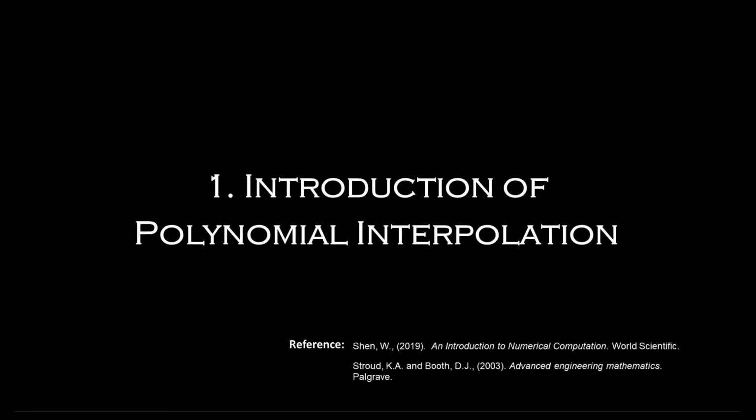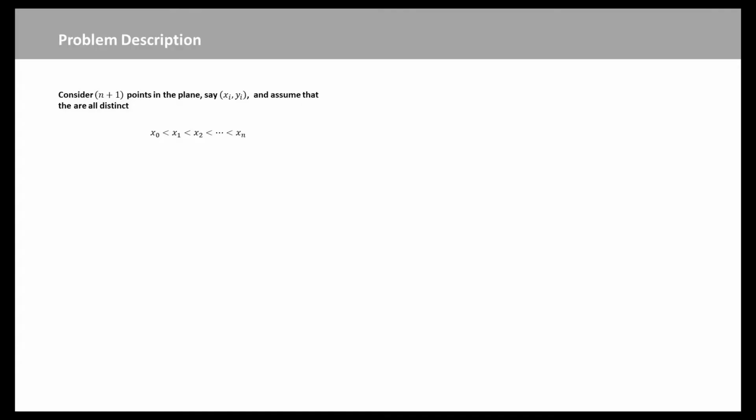Now we will study how to interpolate a dataset with a polynomial. Here is the problem description. Given a dataset with n plus 1 points, we denote them by (xi, yi), where i is an index running from 0, 1, 2, all the way to n. Here we require the xi to be distinct. Now with this dataset, we want to find a polynomial of degree n.